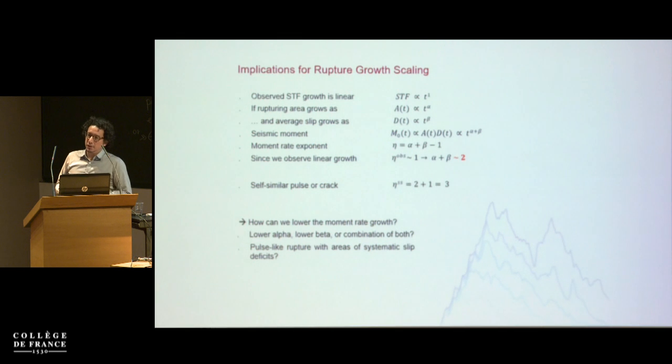2. But there is a trade-off between these two. So one can come up with different kinematic models that will satisfy this observation. So in order to constrain dynamic models, we will need additional observational constraints on this.